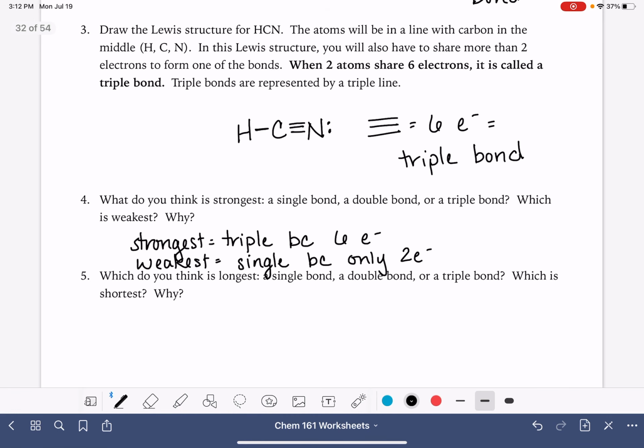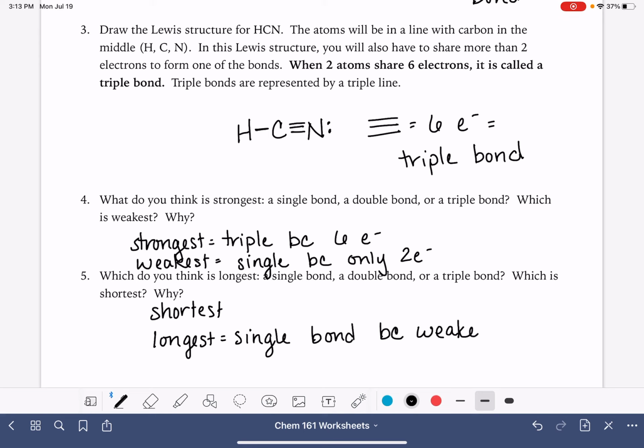And also, let's think about the bond length. The bond length is referring to, once the atoms are bonded together, how far apart are the carbon and the nitrogen, how far apart are the carbon and the hydrogen. It's actually asking for longest first. We'll do the longest first. The longest is the single bond, and this is because it's the weakest. And the shortest is the triple bond because it's the strongest.